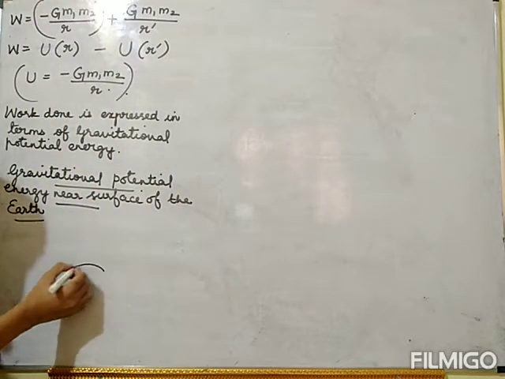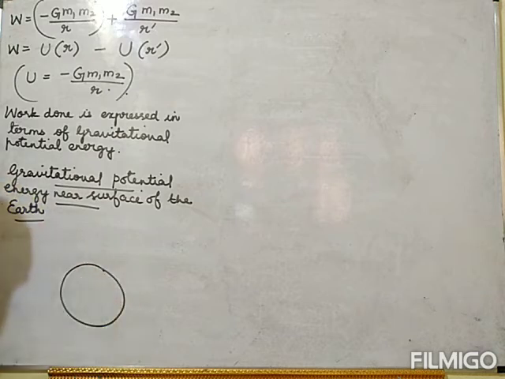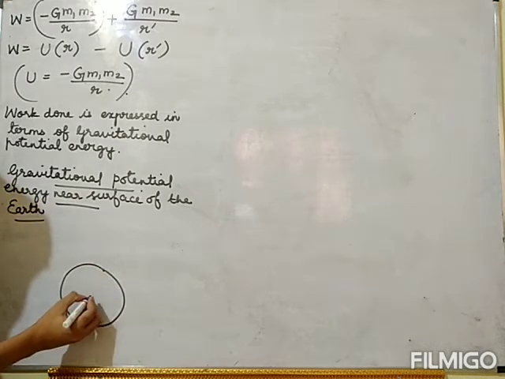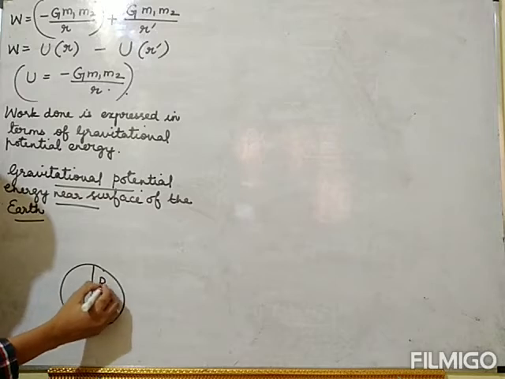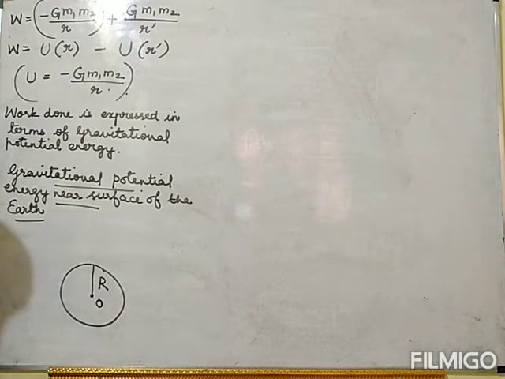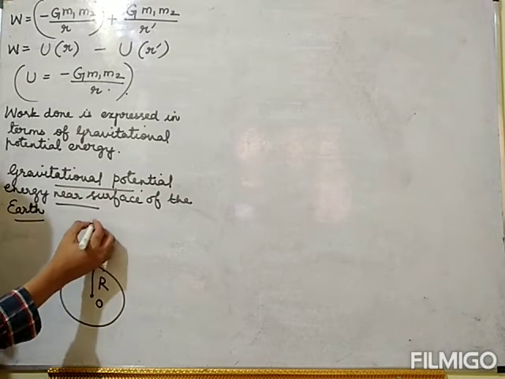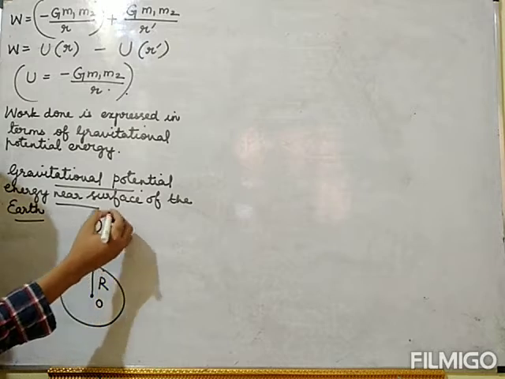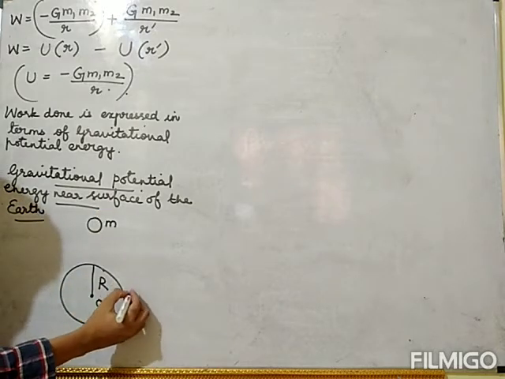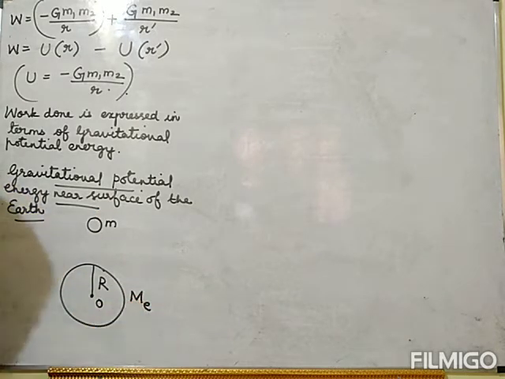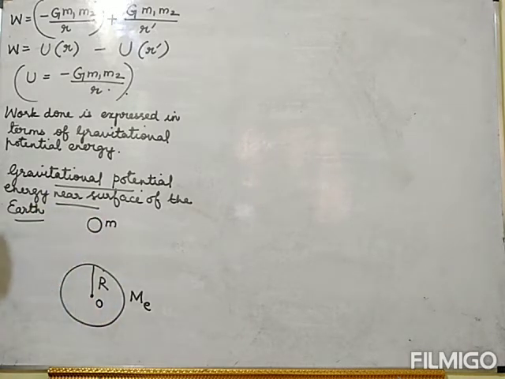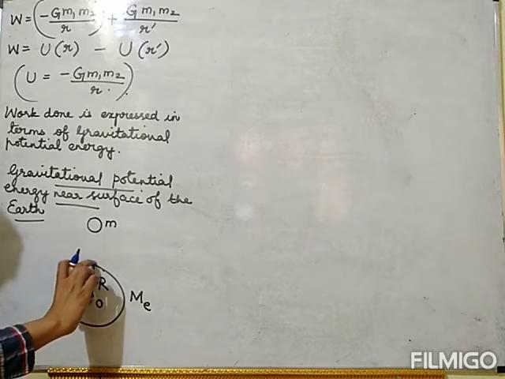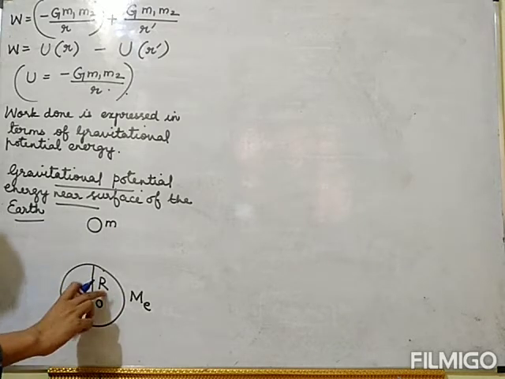So this is the earth. Okay, this is the point O. This is the radius of the earth, capital R. Now one body is there, mass M. Mass of the earth is capital M, ME. So here one body is there, mass M. Okay, so radius of the earth is R.